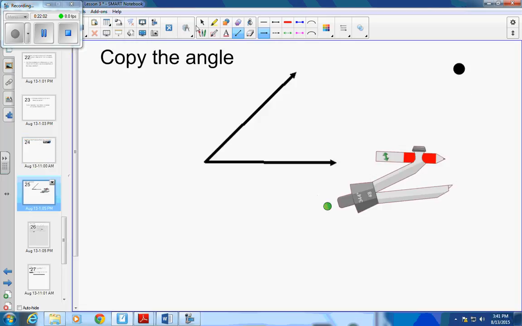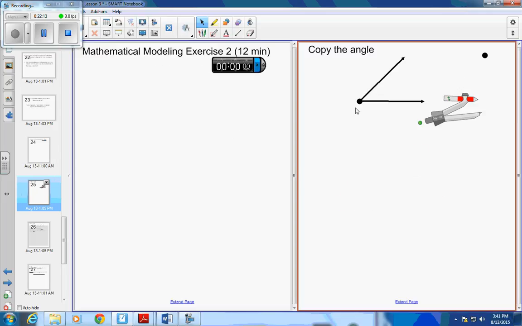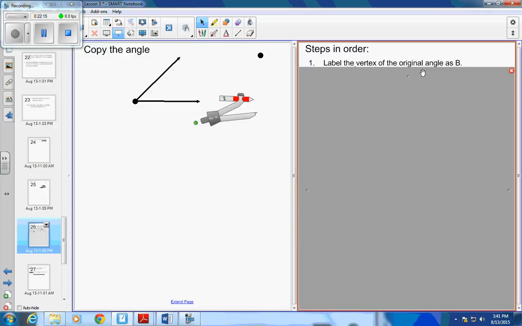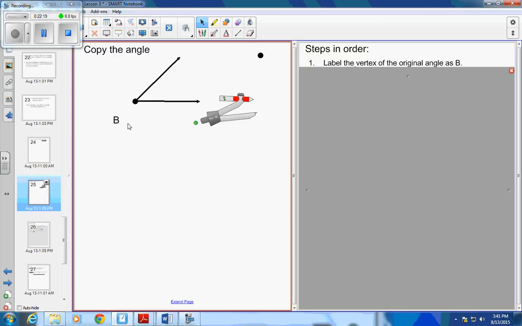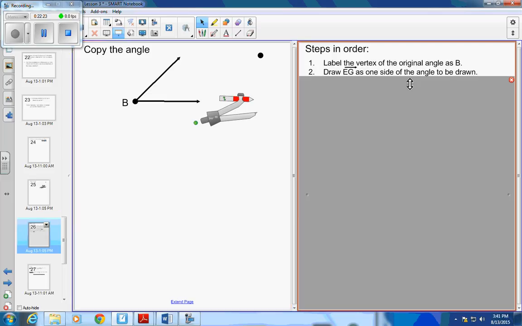Okay, so to copy an angle, first of all, you have your original angle. I'm going to label the vertex of my original angle as B. That's what you should have picked as the first step.